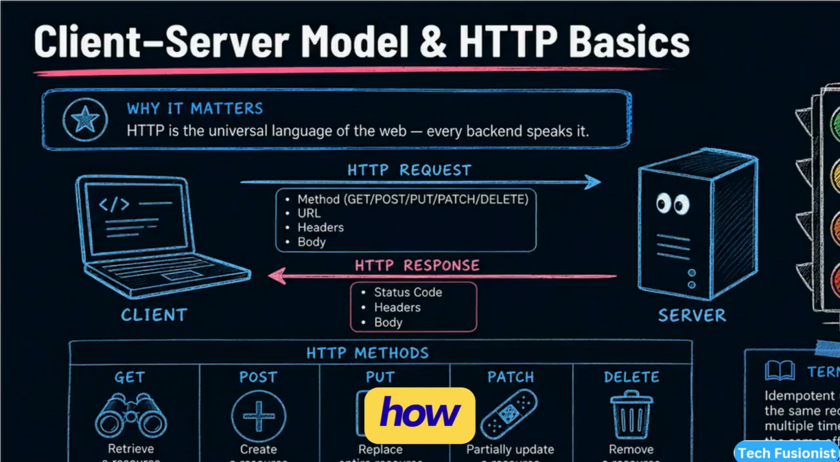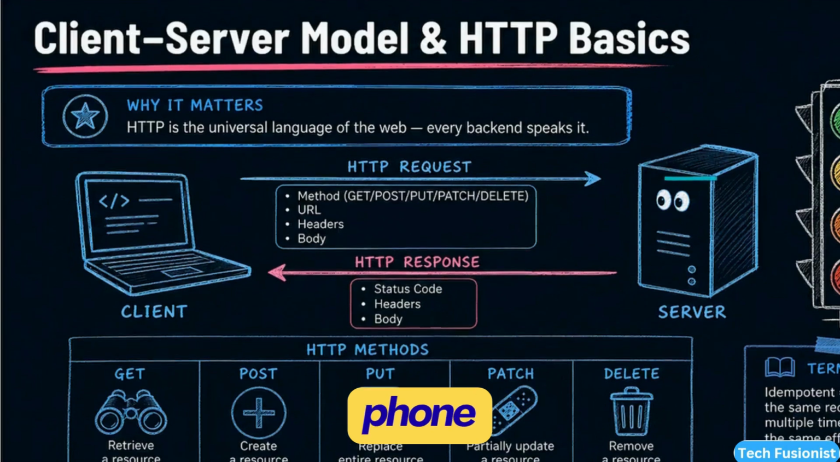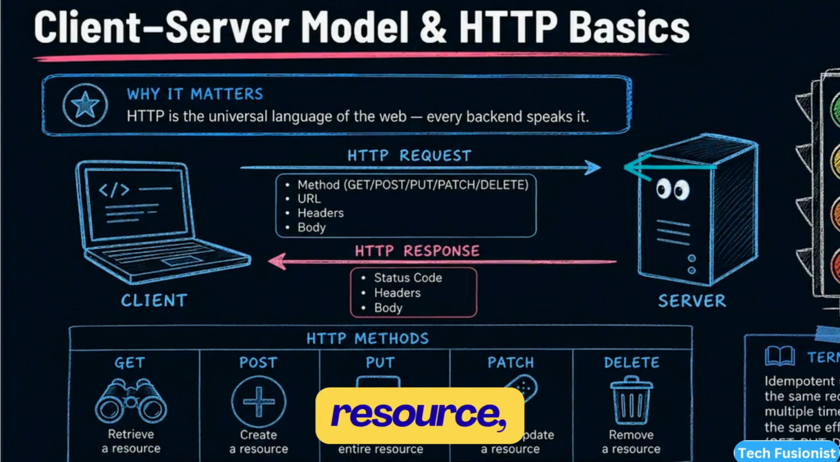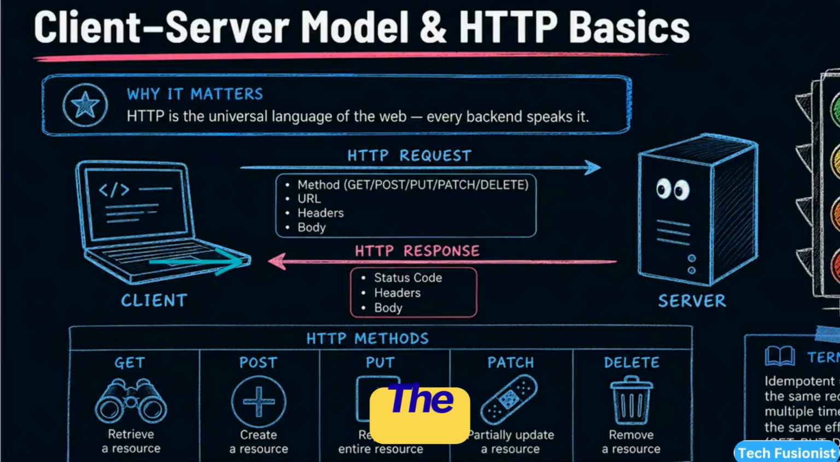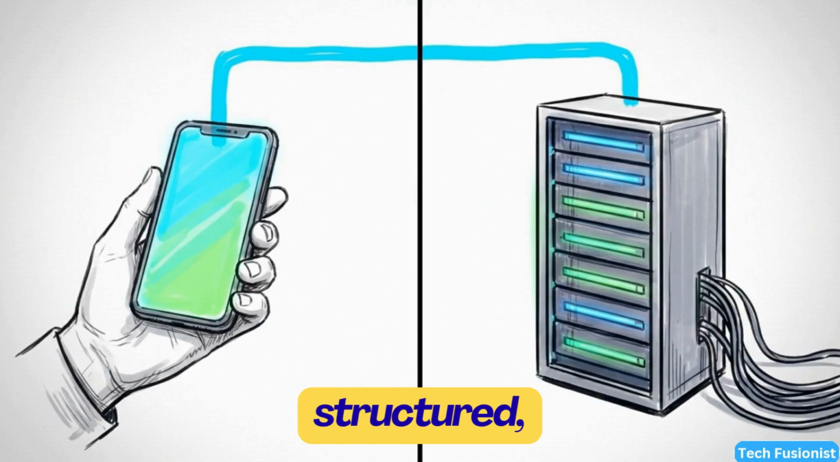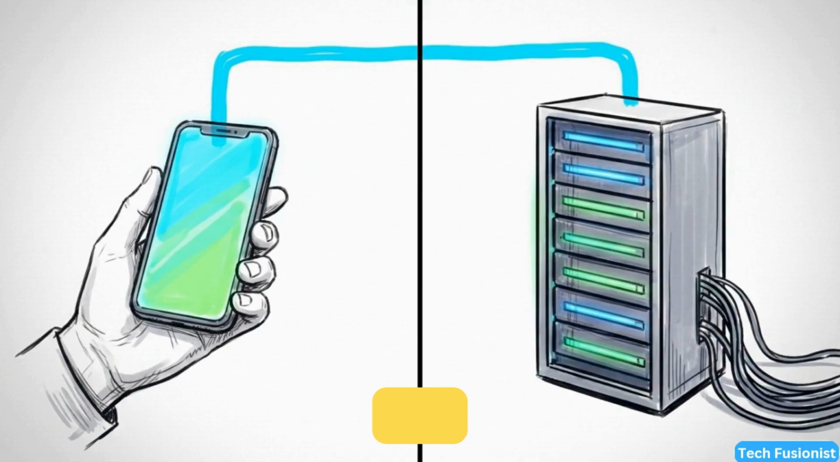This chart shows how your device talks to that remote server. They use a shared language called HTTP. Your phone sends a request to ask for a resource, and the server sends back a response containing the information you need. The internet functions as a structured, high-speed conversation between the phone in your hand and a remote computer.